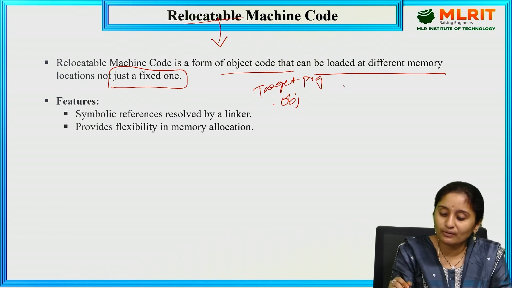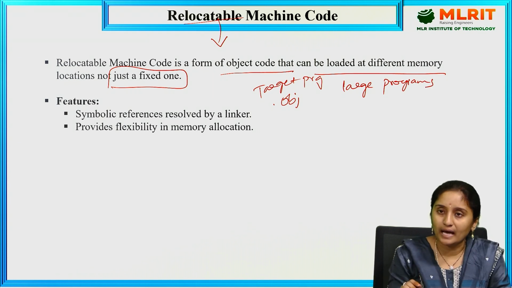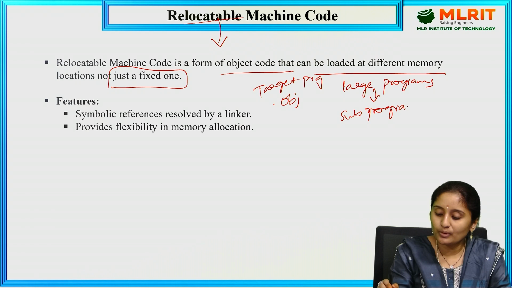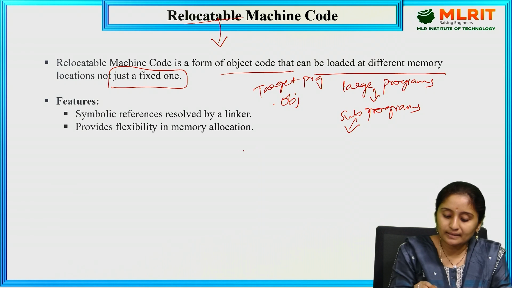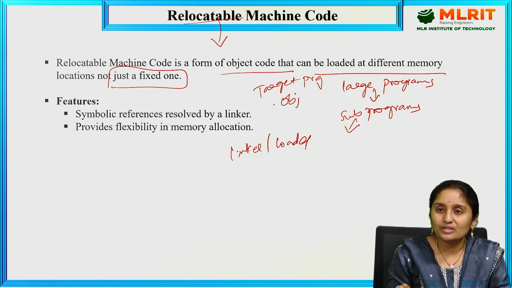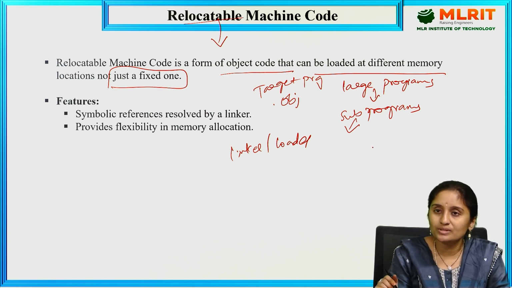It works for large programs. The large programs are divided into subprograms. The subprograms are compiled and generate the object code. All these object codes are linked. Here there will be a linker and loader. All the subprograms are combined into a single program, that is, all the object codes are combined into a single object code.